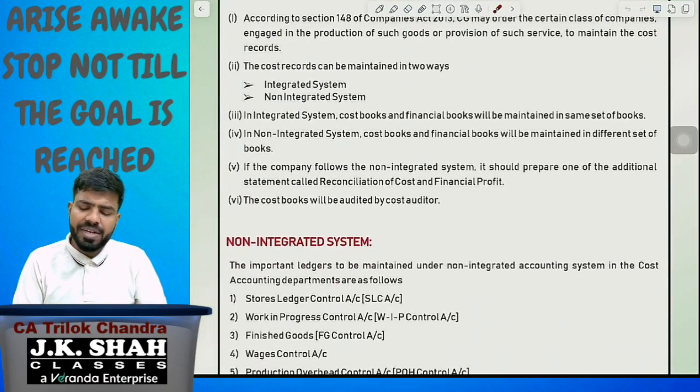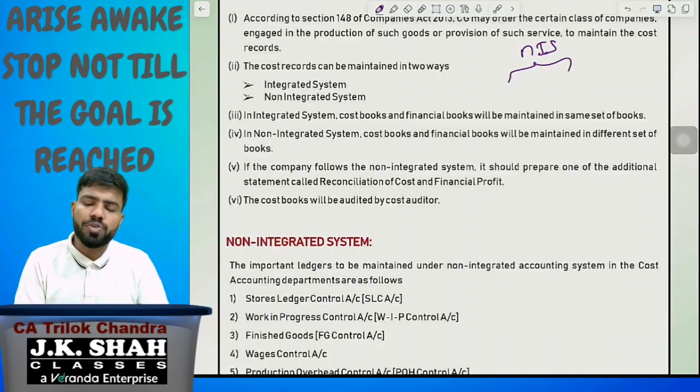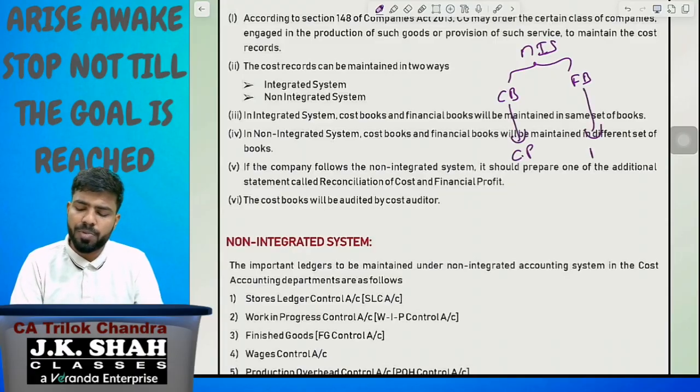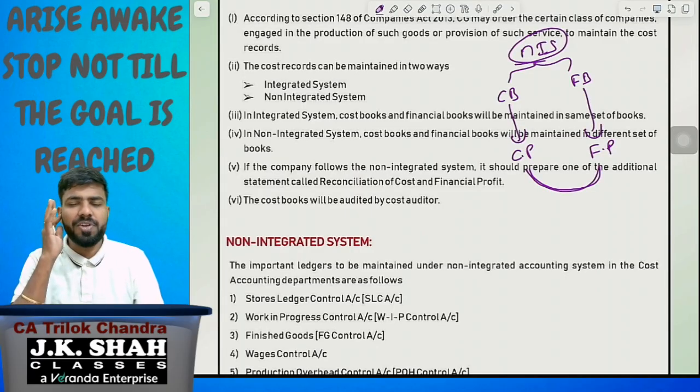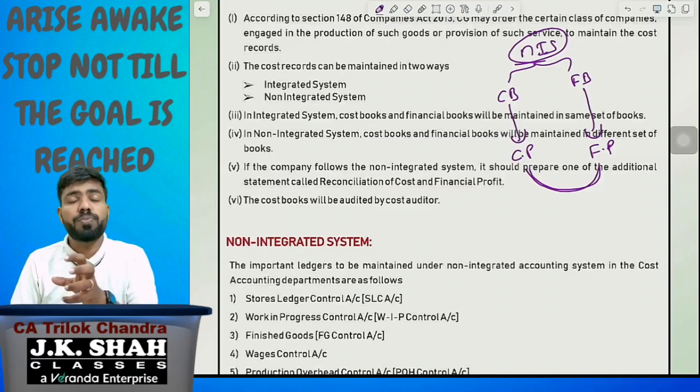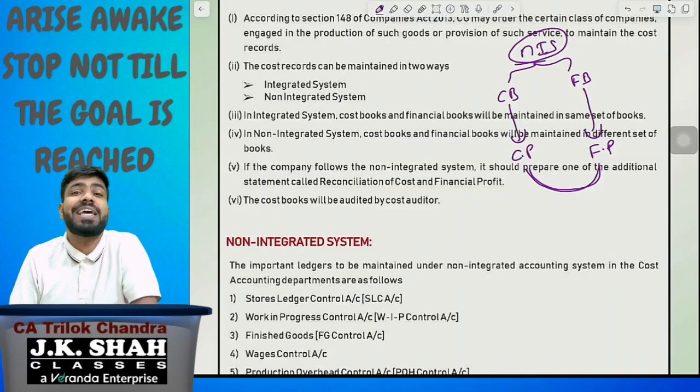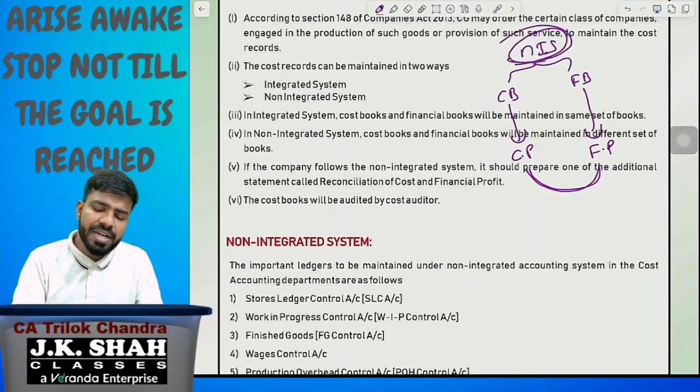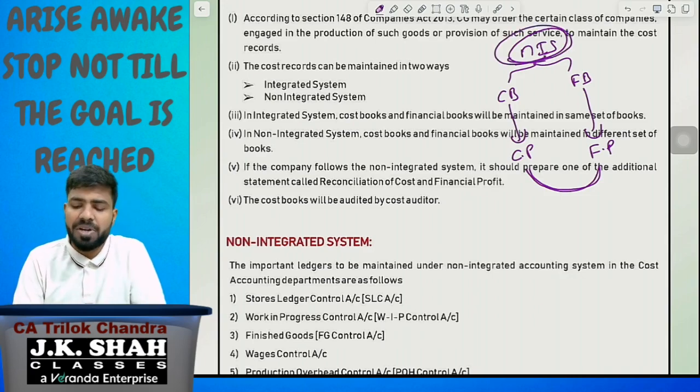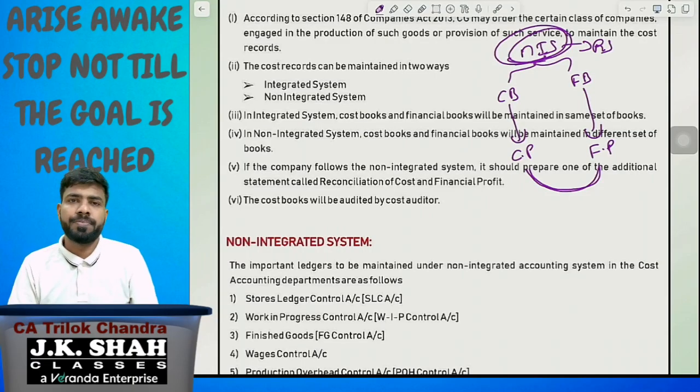If a company follows non-integrated system, it should prepare an additional statement. When the company follows non-integrated system, they will be maintaining two sets: cost books and financial books. According to cost books, they'll get the cost profit. According to financial books, they'll get the financial profit. In non-integrated system, there will be a difference in the profit. That difference in profit we need to reconcile. That means in non-integrated system, we are going to prepare one additional statement called the reconciliation statement.